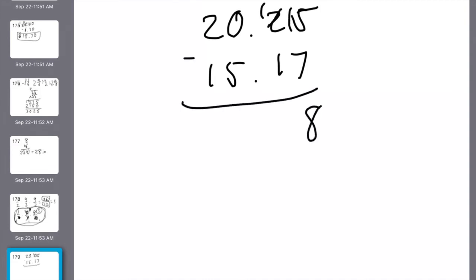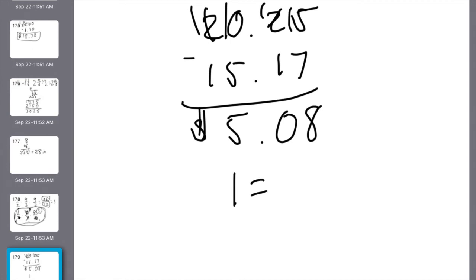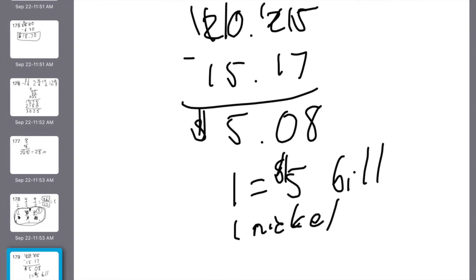Cross that out. That gives me an 8. Gives me a 0. That gives me a 5. Okay, so she gets $5.08 back, but the question is name the fewest number of bills. She gets 1 $5 bill. She gets 1 nickel. And she gets 3 pennies.